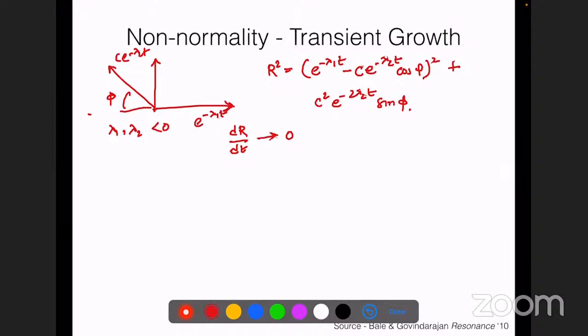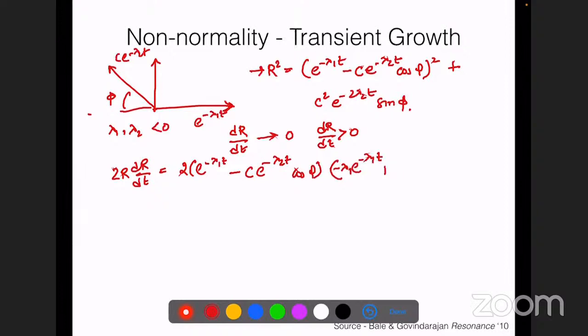So for that, we need to search for whether dr/dt is greater than 0. So if I take this equation and I take a derivative, so 2r dr/dt is going to be 2 exponential of minus lambda 1 t times c exponential of minus lambda 2 t cos phi, times (lambda 1 minus lambda 2), plus minus 2 lambda 2 c square exponential of minus 2 lambda 2 t sine square phi. And this should be greater than 0 if the resultant increases for some time. So if you do this algebra, I'm referring you to the original source.